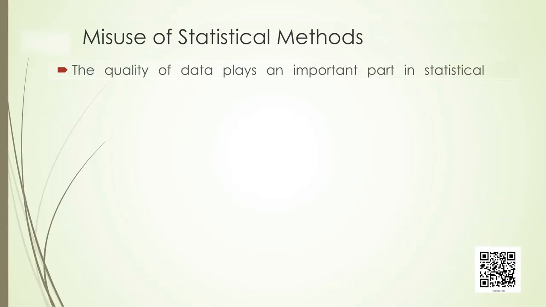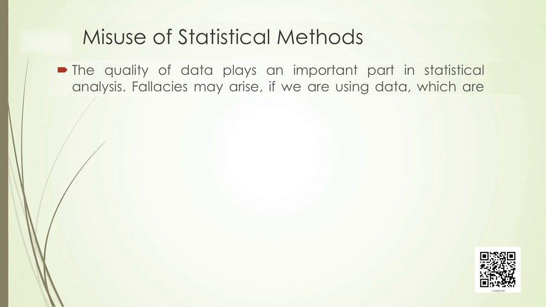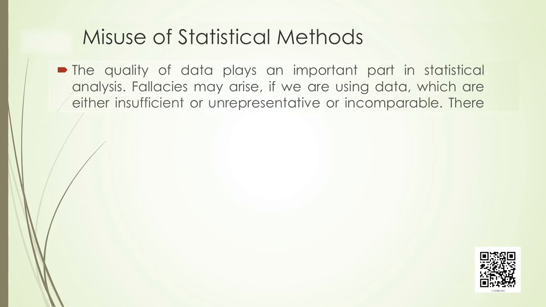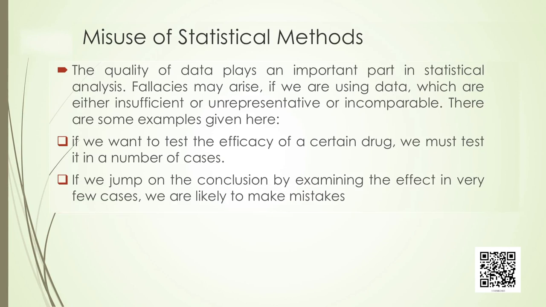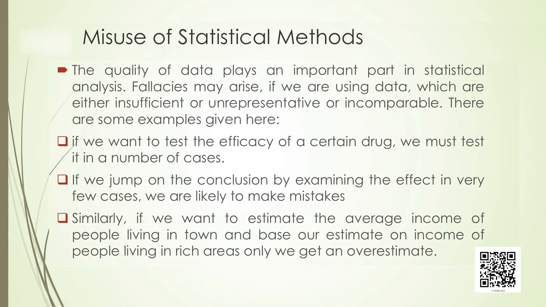First of all, the quality of data plays an important part in statistical analysis. Fallacies may arise if we are using data which are either insufficient or unrepresentative or incomparable. There are some examples given here. If we want to test the efficacy of a certain drug, we must test it in a number of cases. If we jump to a conclusion by examining the effect in very few cases, we are likely to make mistakes. Similarly, if we want to estimate the average income of people living in a town and base our estimate on incomes of people living in rich areas only, we get an overestimate.